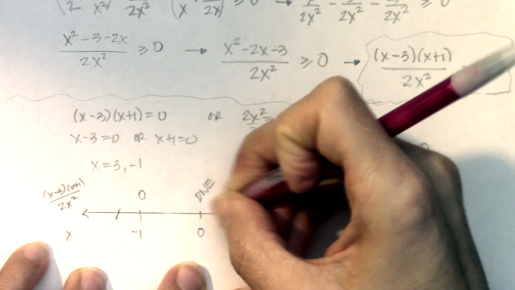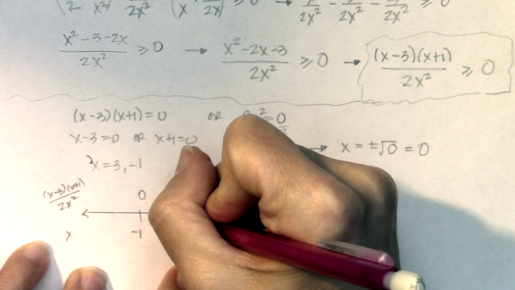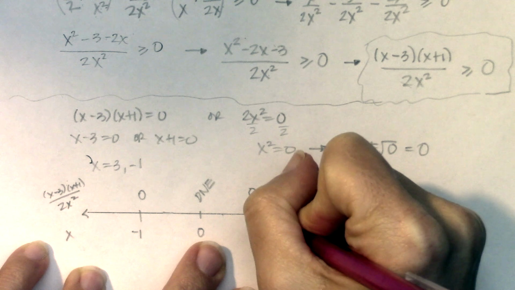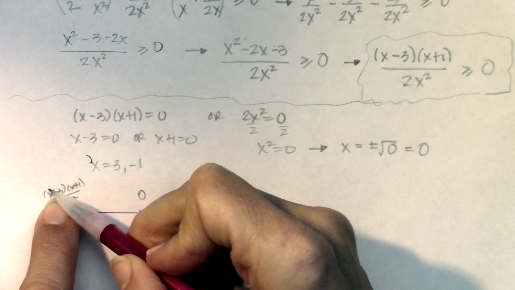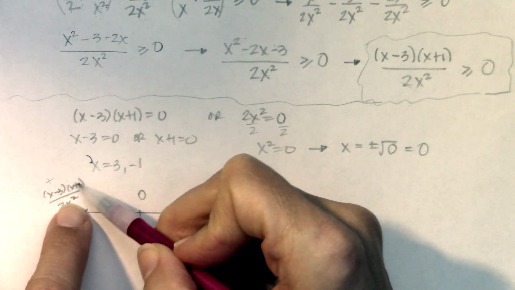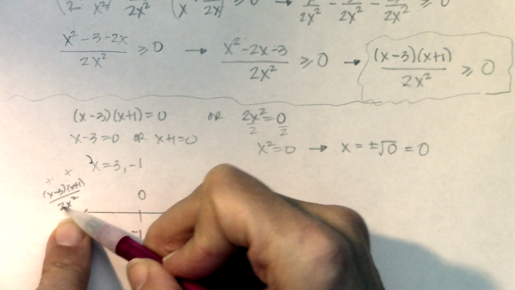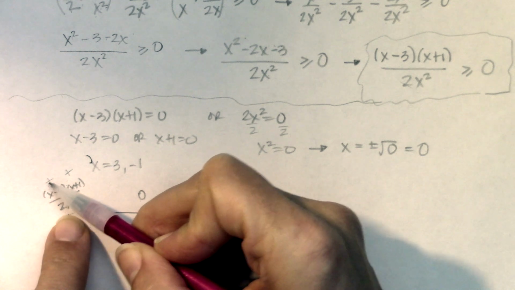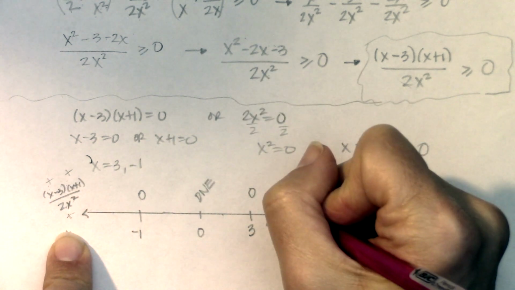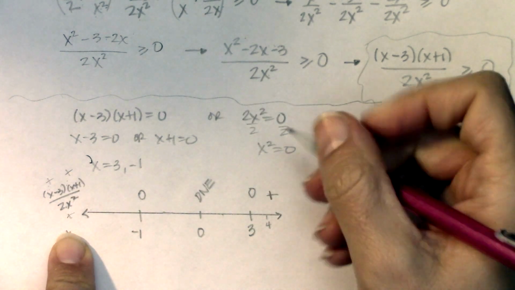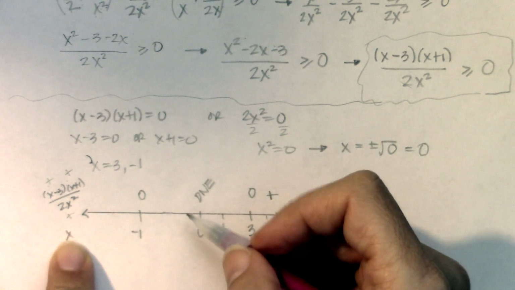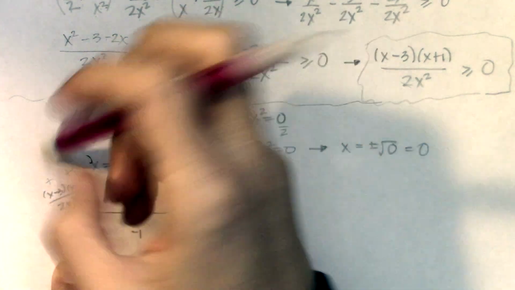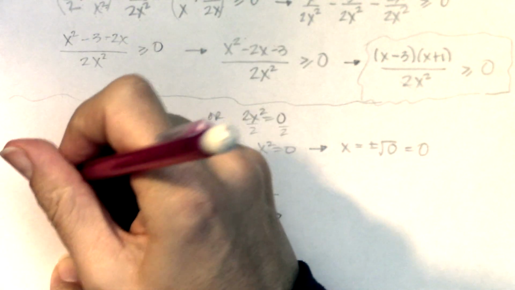Okay. So just to remind you, because I've been doing the shortcut method the last few examples, if I plugged 4 in, 4 would make 4 minus 3 positive, 4 plus 1 positive, and 2 times 4 squared positive. And a positive times a positive over a positive is positive, right? And to just change this up, if I plugged 1 in, if x was 1, this first factor would be negative.